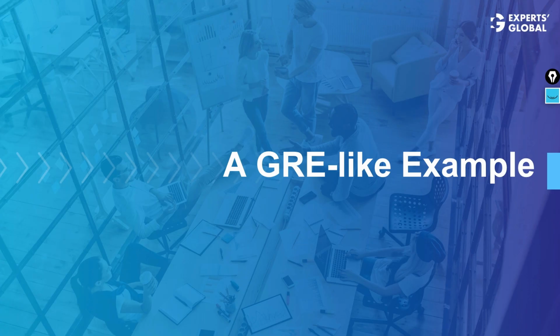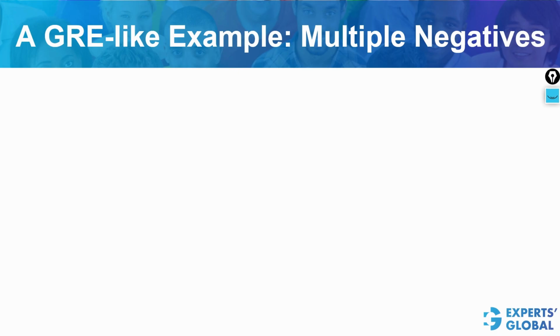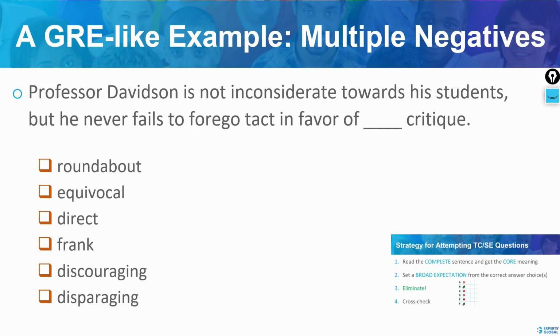Let's take a GRE-like example now. Here is the question. Here is the correct 4-step approach. Please pause the video and solve this. To begin with, you see a double negative right here. Not inconsiderate simply means considerate. Two negative words coming together to convey a positive or moderate message. So this phrase, not inconsiderate, practically means considerate.